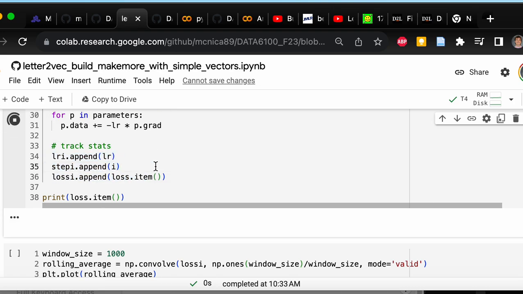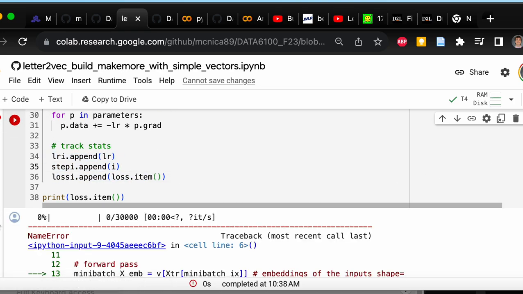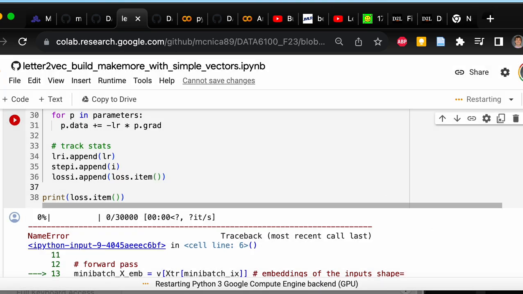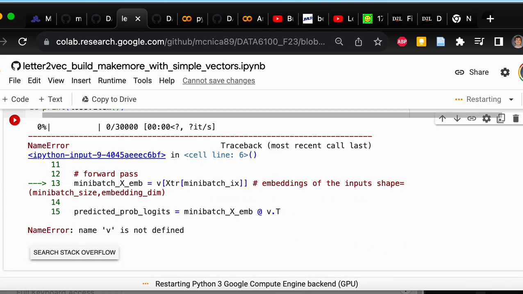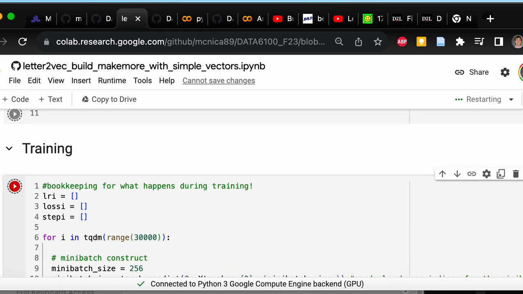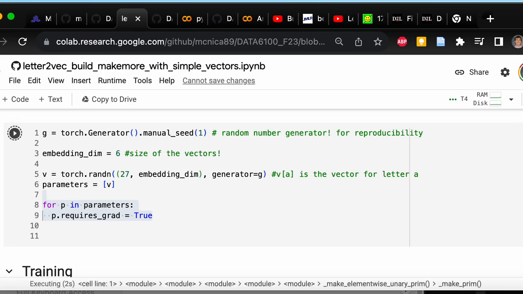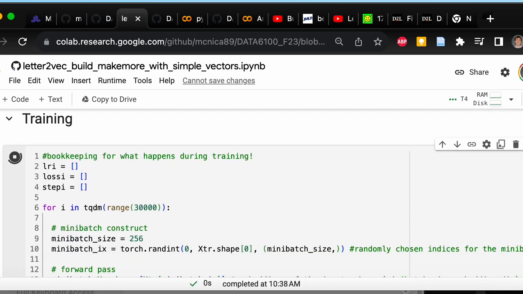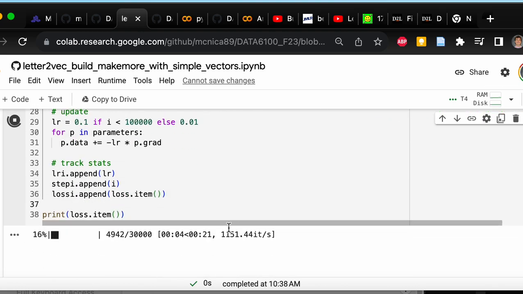Okay, how long does this take to run? I think it's pretty quick. Let me try running everything. I think I only skipped running some things. Yeah, it says v is not defined, so it must have not run the one where I did this. Okay, ran that, and now we're training. Okay, so there you go, and it's pretty quick.